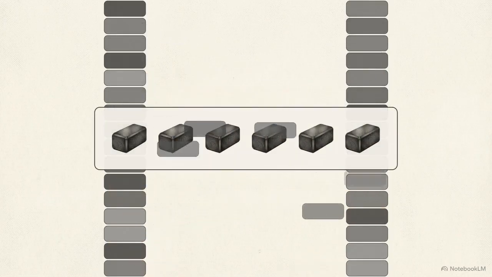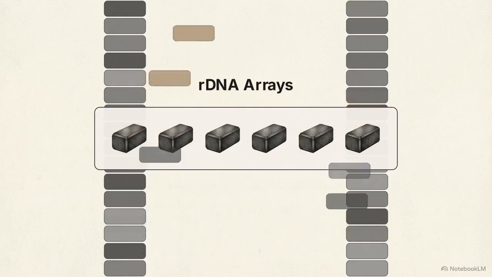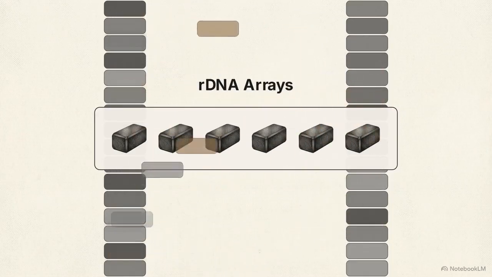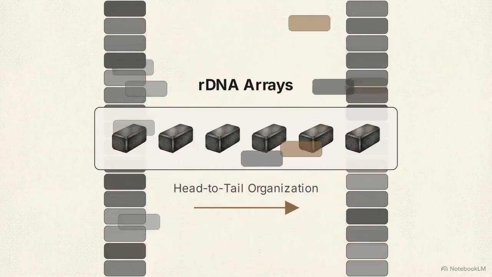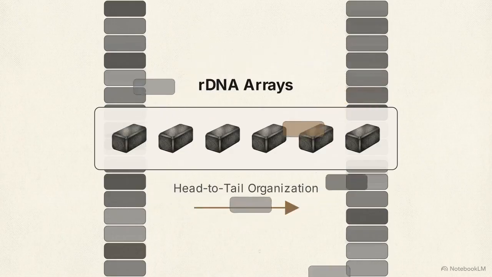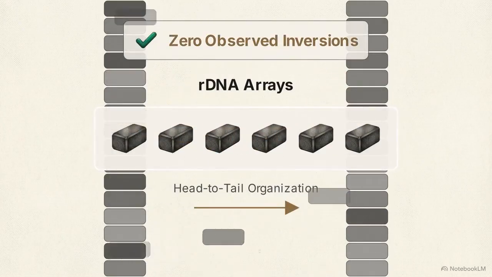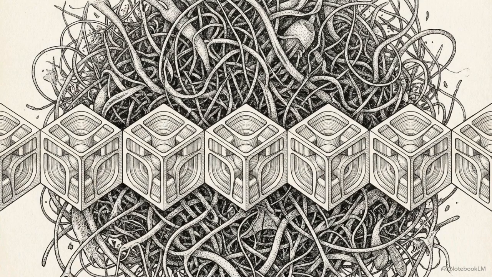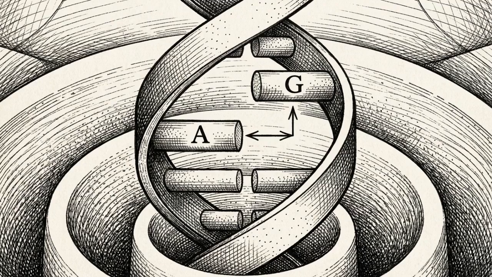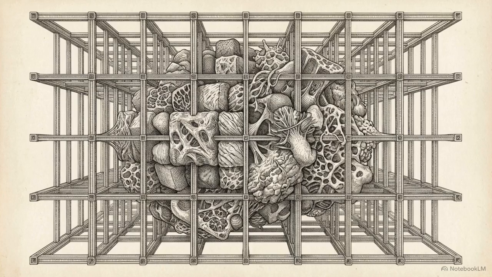But embedded directly within these volatile arms is a stark contrast: the ribosomal DNA, or rDNA, arrays. Despite the surrounding chaos, the rDNA arrays maintain a strict canonical head-to-tail organization. Researchers found 0 observed inversions within these structures. The arrays preserve their expected transcriptional arrangement and remain highly homogenized, completely ignoring all the sequence-level noise erupting around them. The true biological invariant is not the local sequence token, which can be swapped at will. It is the array-level architectural law that protects the system's functional geometry.